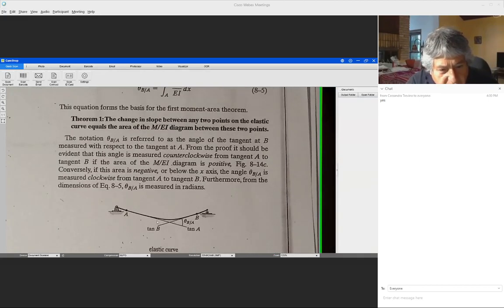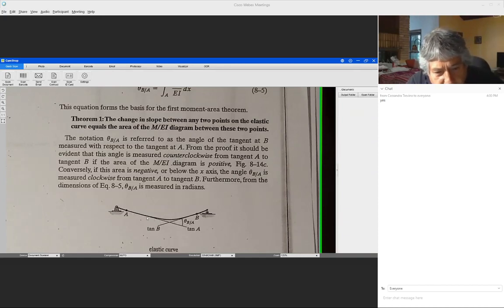This is the elastic curve. This is what I was talking about before. This is a point on the elastic curve, and this is the tangent. This is a straight line. This is another point on the elastic curve, another tangent. This is a straight line.